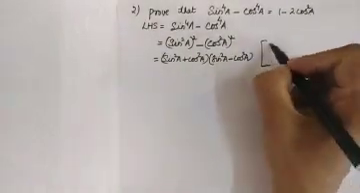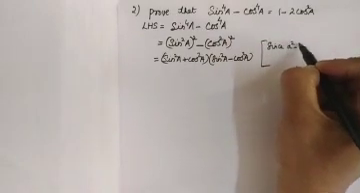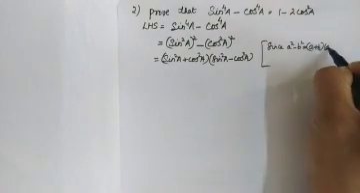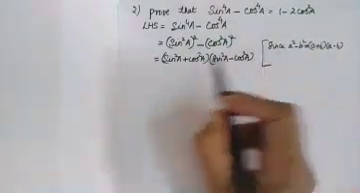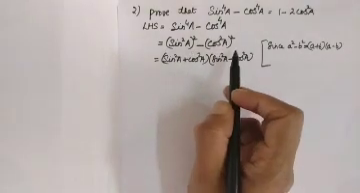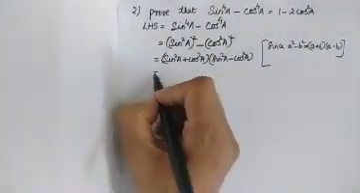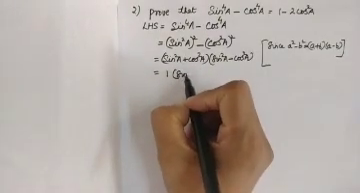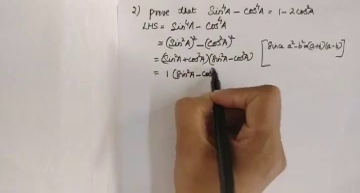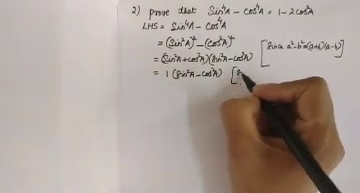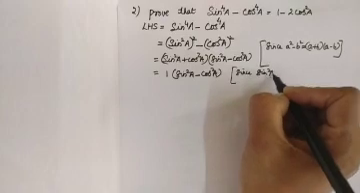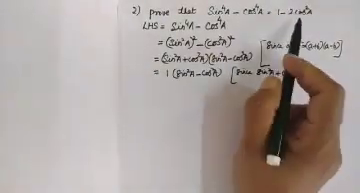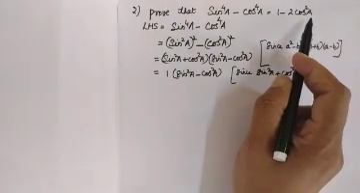Here you are using the identity a squared minus b squared is a plus b into a minus b. Here a is sine squared A and b is cos squared A. Now you know that sine squared A plus cos squared A is 1, into sine squared A minus cos squared A. The reason is since sine squared A plus cos squared A equal to 1. Now you want the right side in terms of cos squared A.